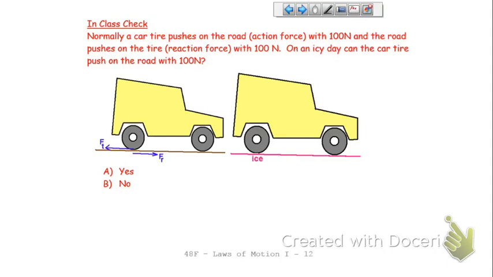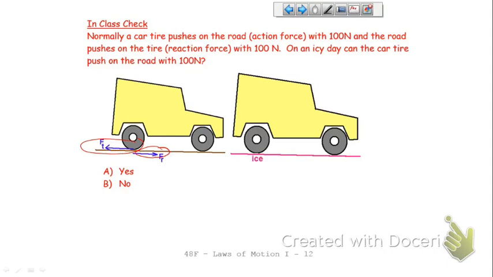Normally a car pushes the road, that's an action force, with 100 newtons. And the road pushes back, that's a reaction force, with 100 newtons. On an icy day, can the car push the road? Can you push the road with 100 newtons? Does the ice equal 0 friction? The ice equals 0 friction, yeah.